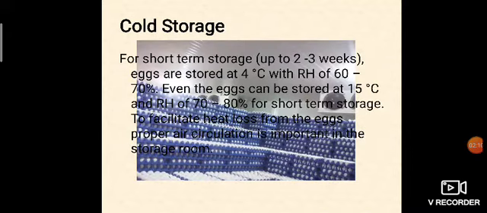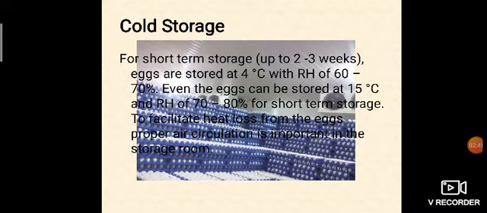Now cold storage. For short-term storage up to 2 to 3 weeks, eggs are usually stored at 4 degrees Celsius with relative humidity of 60 to 70%. Eggs can even be stored at 15 degrees Celsius and relative humidity of 70 to 80% for short-term storage. And to facilitate heat loss from the eggs, proper air circulation is important in the storage room.